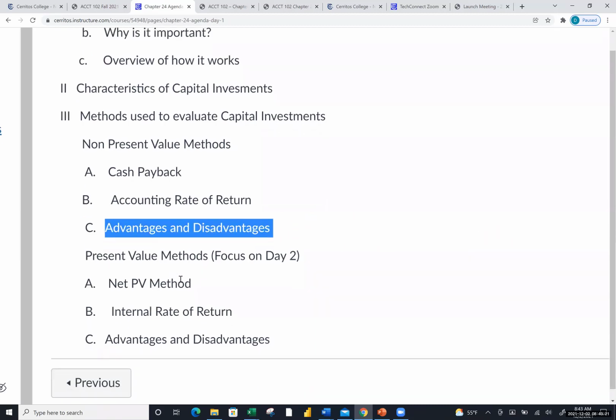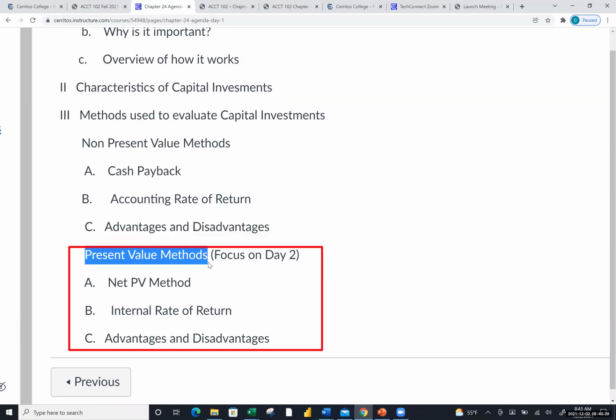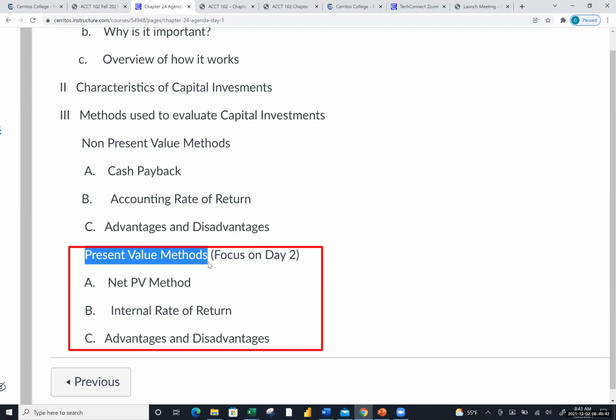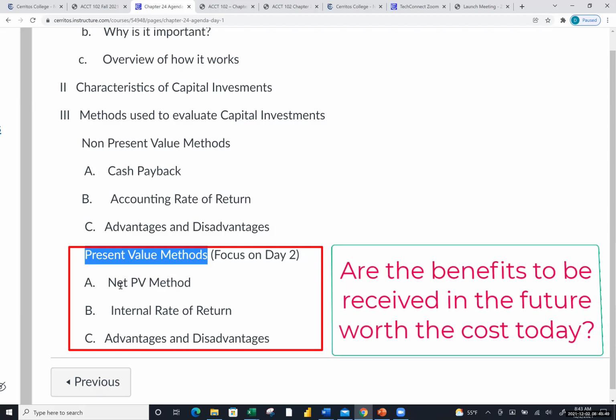And then we'll spend definitely next class, maybe some of today, but probably next class, talking about the present value methods, those methods that do consider the time value of money, which means that that dollar today is preferable than that dollar to be received a year or 2 years or 3 years out. We'll talk about how do we turn it into today's dollars, and is the money that we'll be receiving in the future worth what we're paying for it today?